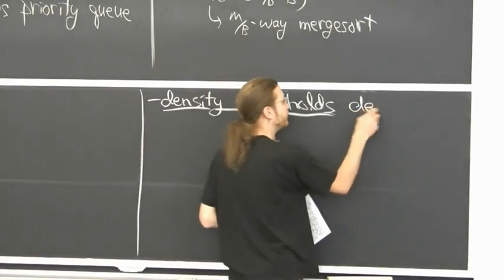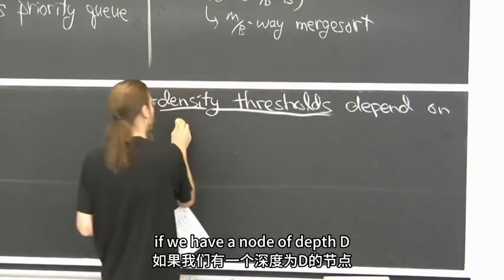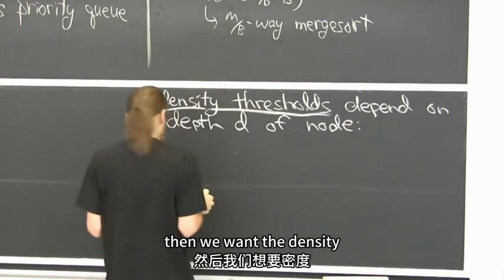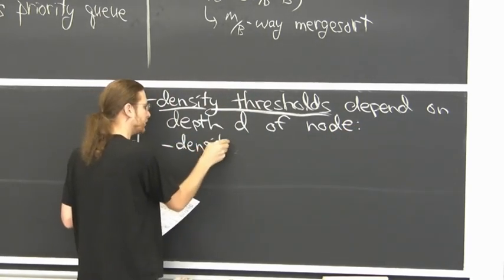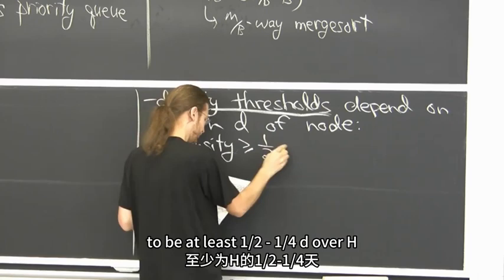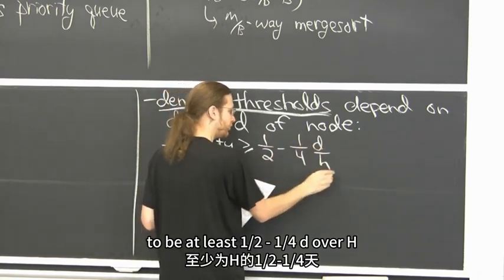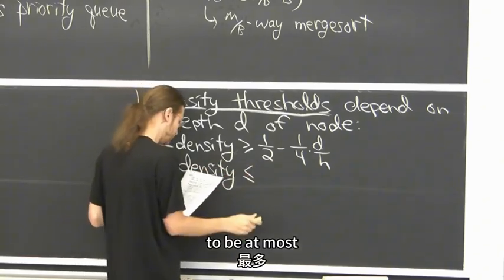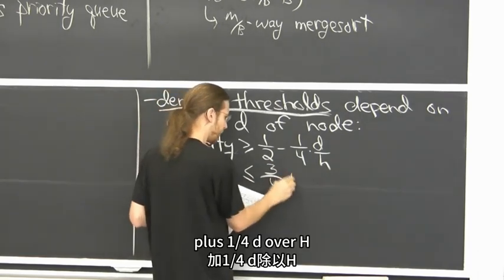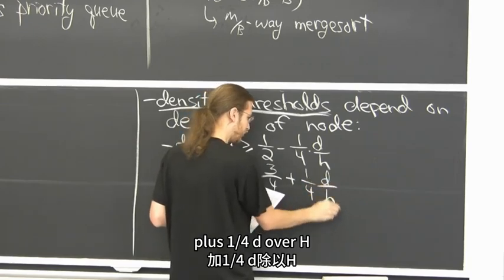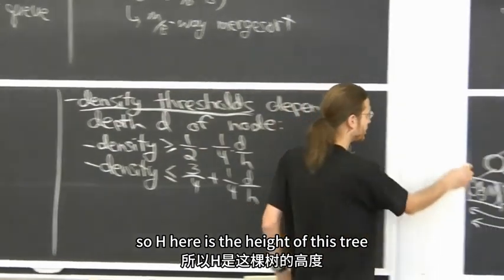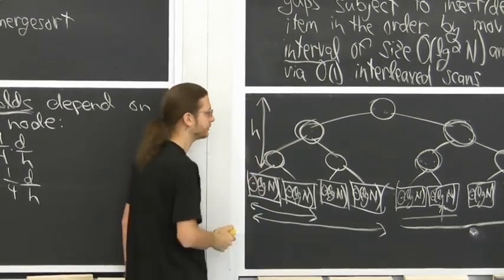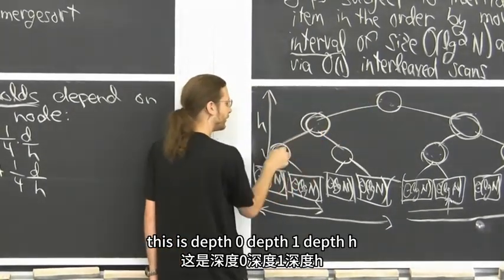So, in general, if we have a node of depth d, then we want the density to be at least 1/2 minus 1/4 d over h. And we want the density to be at most 3/4 plus 1/4 d over h. So h here is the height of this tree, which is going to be something like log n minus log log n, but it doesn't really matter. Just this is depth 0, depth 1, depth h.